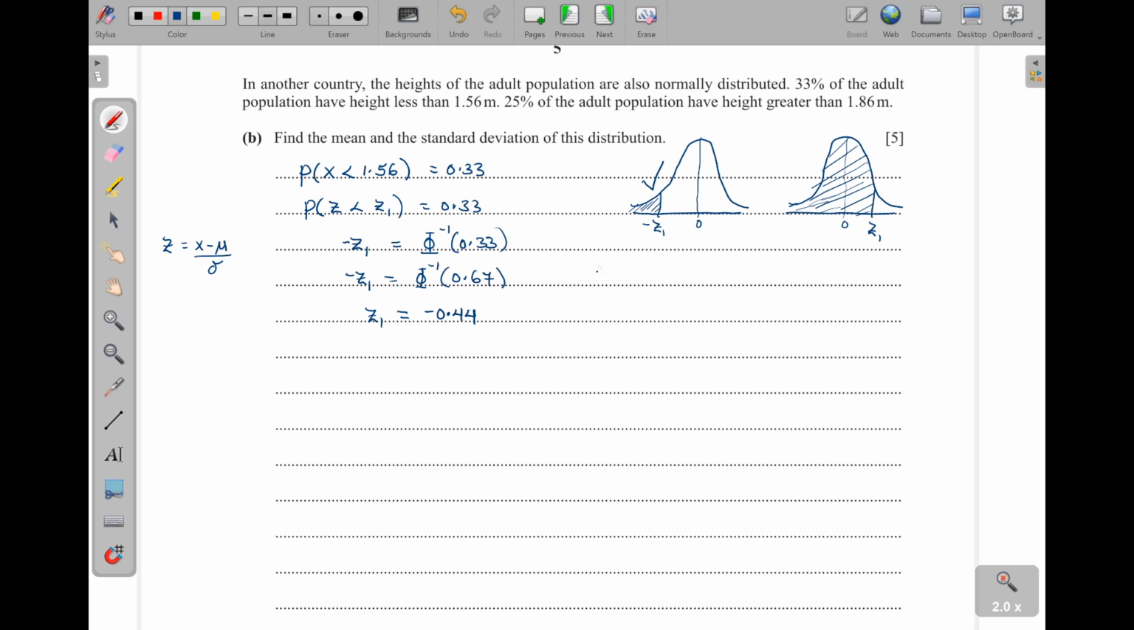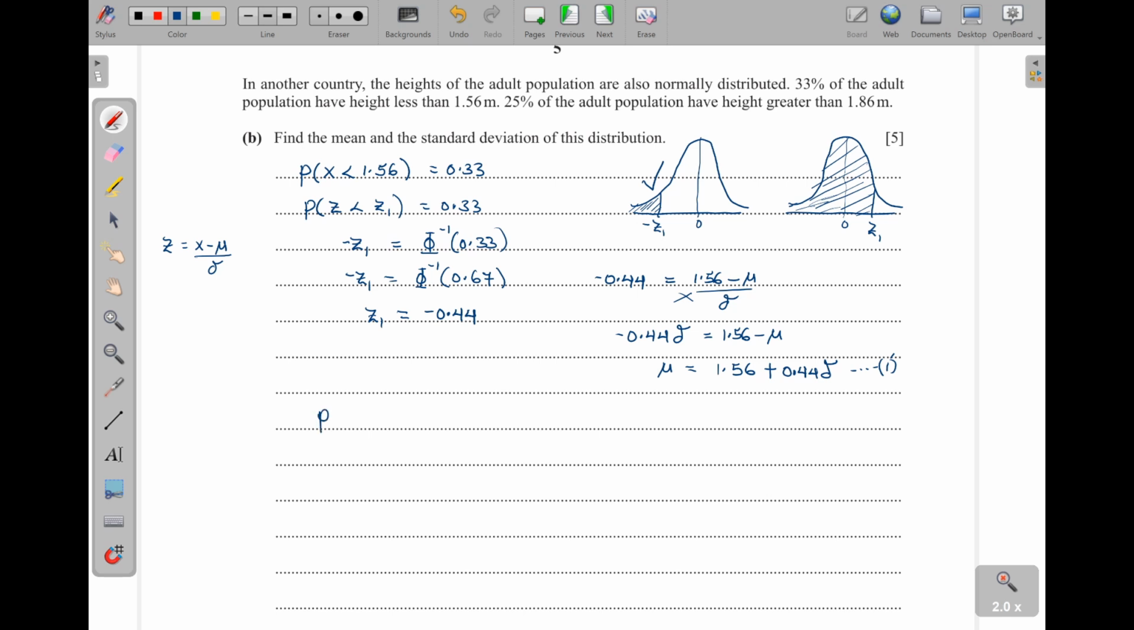Now, we are going to have z, we are substituting in this one here. So negative 0.44 is going to be equal to our x, which is 1.56, minus mean, which we don't know, and then the standard deviation. So cross multiplying, we shall get negative 0.44 delta, then is equal to 1.56 minus mu. In fact, I can make mu the subject of the formula. Mu can be equivalent to 1.56. And then when you take this one here, it's a positive. So plus 0.44 delta. So that one is going to be my equation number 1. Then I also do the same for this other one here.